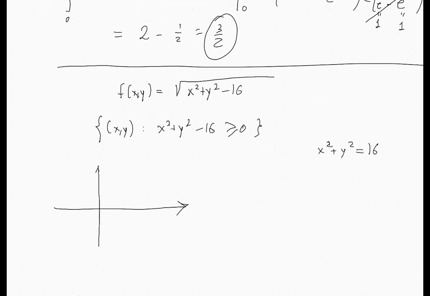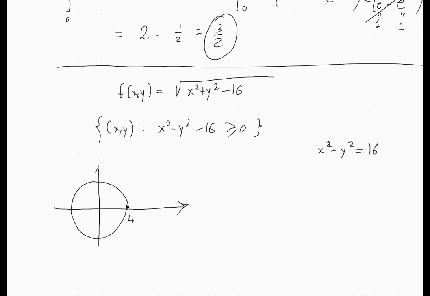We know in general that the equation x squared plus y squared equals r squared gives us a circle of radius r. So this is a circle of radius 4. And now we have to ask ourselves, what part of it is the domain of definition? Is it the interior or is it the exterior? For that, we can just test a specific point to see where we fall.